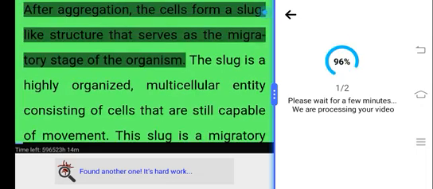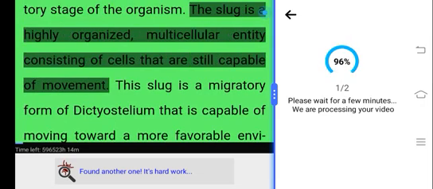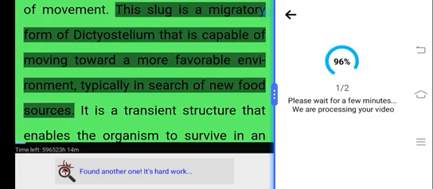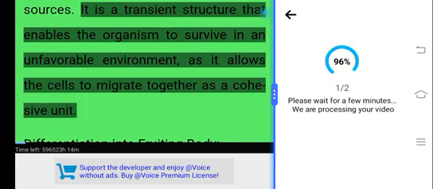Formation of the slug. After aggregation, the cells form a slug-like structure that serves as the migratory stage of the organism. The slug is a highly organized, multicellular entity consisting of cells that are still capable of movement. This slug is a migratory form of Dictyostelium that is capable of moving toward a more favorable environment, typically in search of new food sources. It is a transient structure that enables the organism to survive in an unfavorable environment, as it allows the cells to migrate together as a cohesive unit.